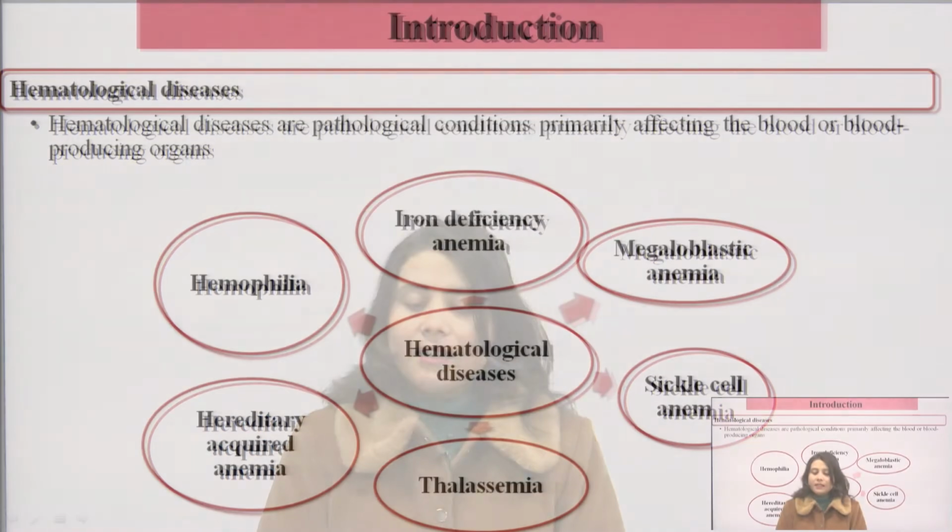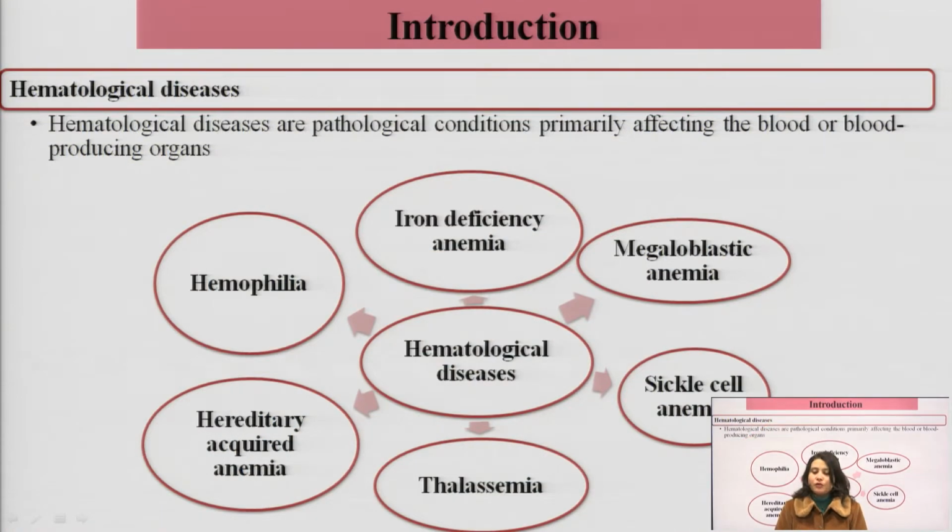In this lecture session, I will be covering the topic Pathophysiology of Hematological Diseases. Hematological diseases are basically pathological conditions that affect the blood or blood producing organs, basically the red bone marrow. There are various types of hematological diseases, and we'll be majorly focusing on iron deficiency anemia, megaloblastic anemia, sickle cell anemia, thalassemia, hereditary acquired anemia, hemophilia.